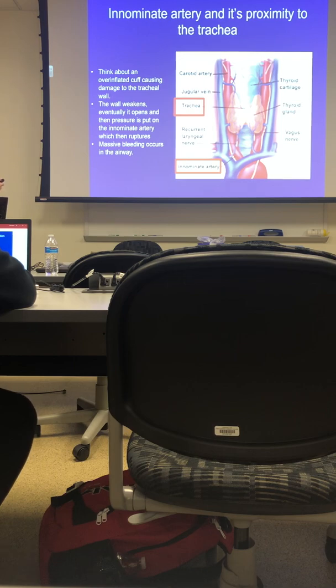So this is a little anatomy here. Here's the trachea. Here's your thyroid gland. There's the jugular vein. There's the carotid artery. And here's the innominate artery. Do you see how close it is to the trachea, where the cuff is going to be sitting? It's right here. So if that cuff is overinflated, it can put pressure on the tissue and the innominate artery, and it can cause a tear in that artery.